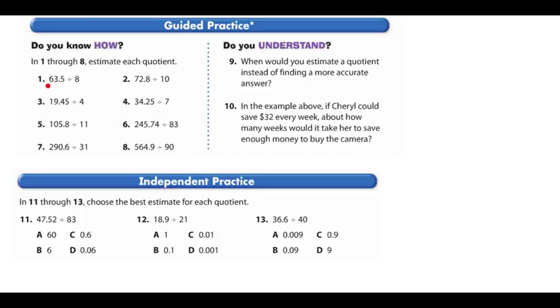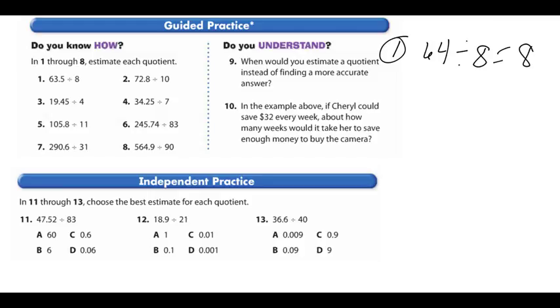Okay, so 63 5/10 divided by 8. So I notice that 63 5/10 is between 63 and 64. So if I were rounding, I'd round up to 64, but that actually works out because I know my basic facts. This is number 1. 63 5/10 is close to 64, and I know that 8 is compatible with 64. So my estimate would be just 8 wholes, or 8 groups of 8. So I know my answer would be close to that.